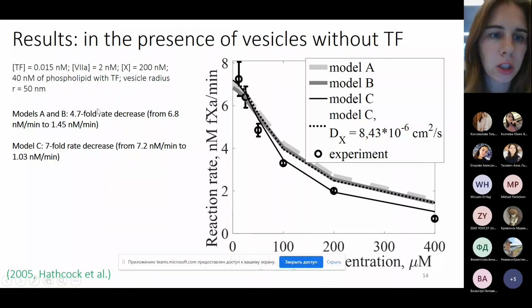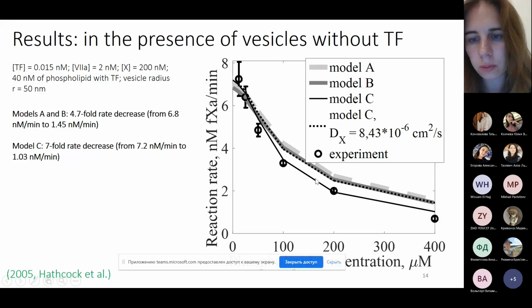Between those vesicles, because when factor 10 is activated on the tissue factor bearing vesicles, it becomes factor 10 active, and so factor 10 active becomes abundant on the surface of this tissue factor bearing vesicle. To have more factor 10 near this vesicle, we need to wait until it diffuses from the tissue factor necked vesicle, so from one vesicle to another. The reason for this decrease might be slow factor 10 diffusion. In models A and B, there is no diffusion. So only in model C, diffusion is included.